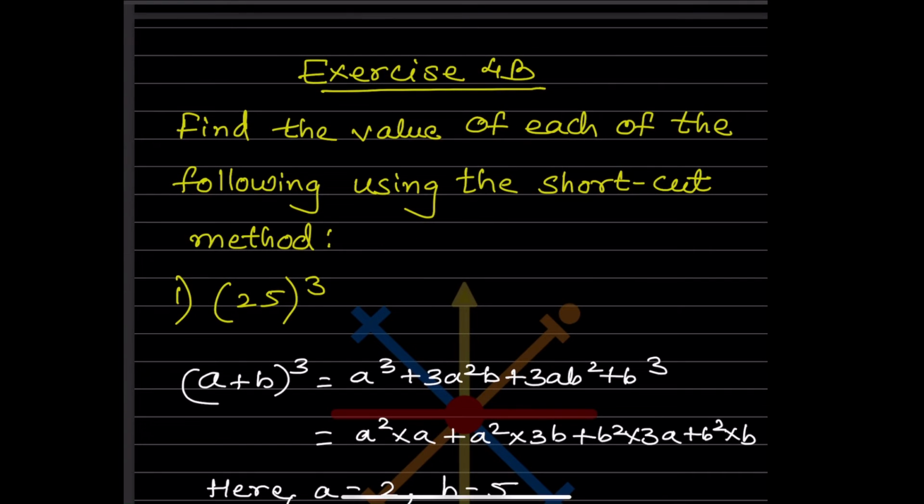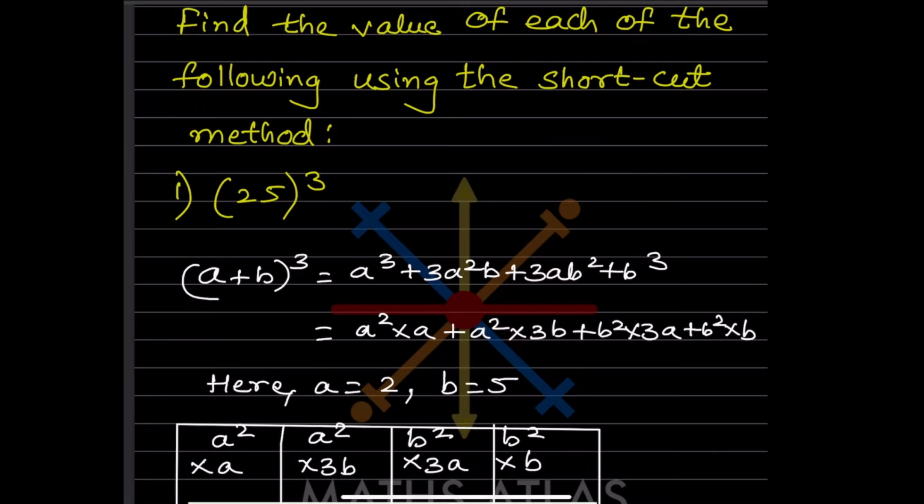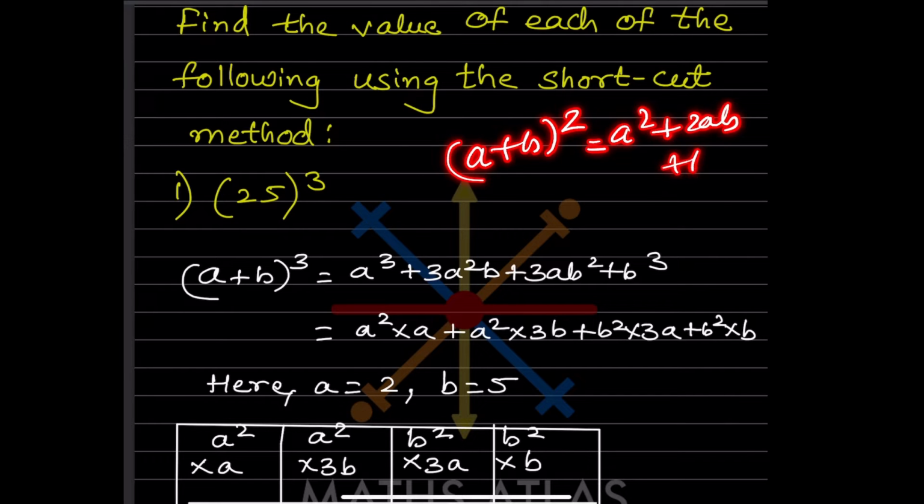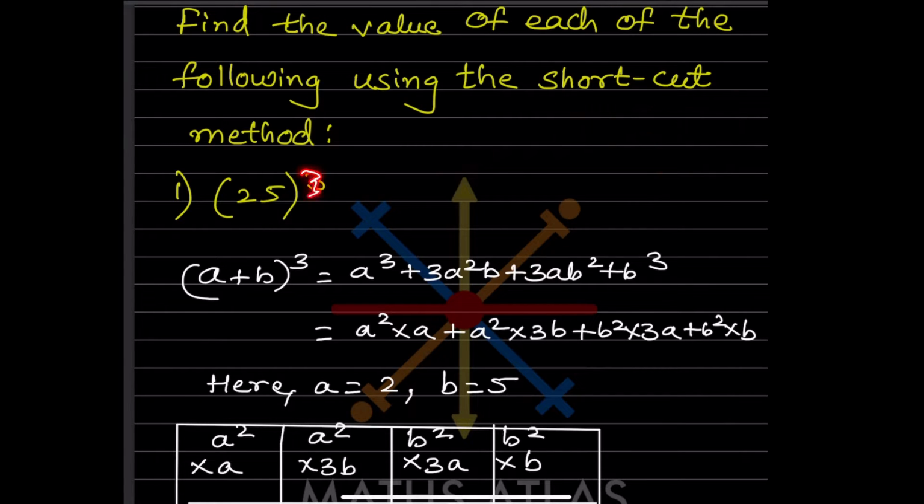So now let us see the next exercise, that is exercise 4b. Find the value of each of the following using the shortcut method. Now we have seen in square and square root that it is a bit different, and here it is the cube. So this is 25 cube. Before that, let us see the formula for this one. You know (a plus b) whole squared is a square plus 2ab plus b square. Here this is a cube. So (a plus b) cube, this is the formula: a cube plus 3a square b plus 3ab square plus b cube.